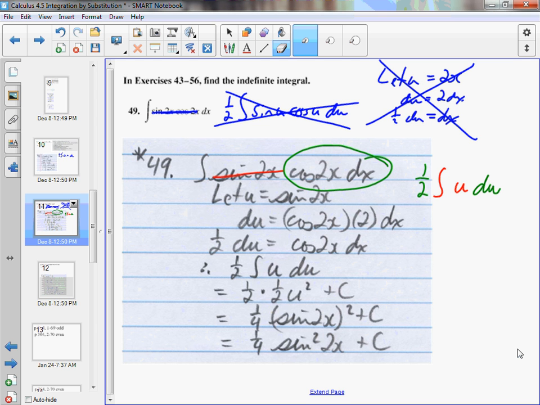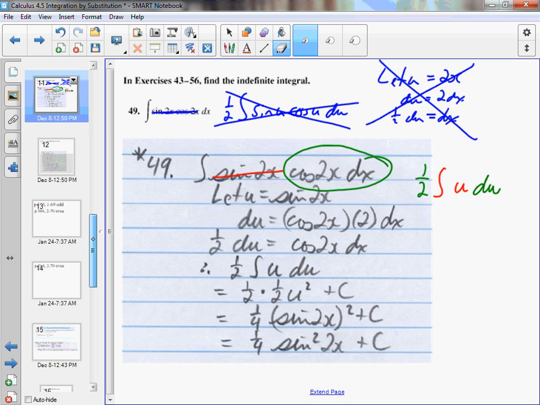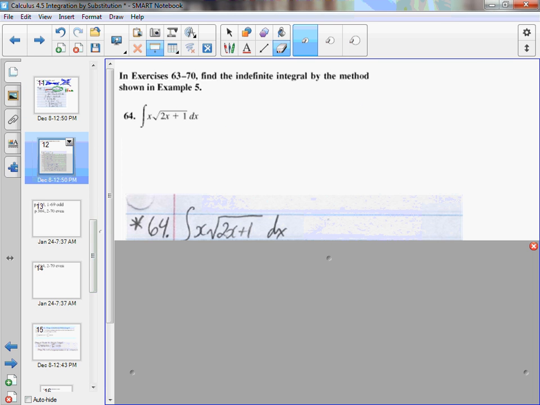So, quantity with an exponent, theta part, an entire trig function. Notice I didn't say the entire integrand, but an entire trig function, the sine of 2x. Okay? All right, getting a little more complicated than you wanted it to, isn't it? Number 64.